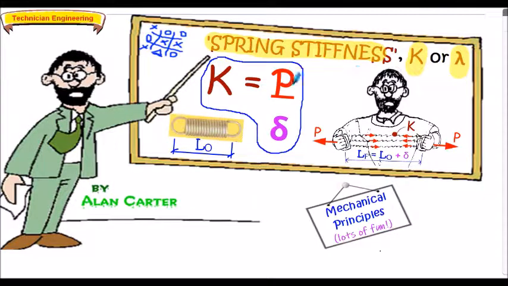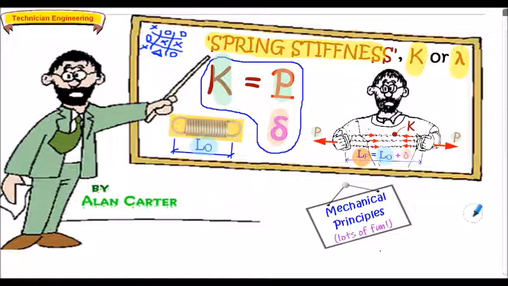The formula for spring stiffness is K is equal to P, that's the applied force or load, divided by the extension, usually denoted by the lowercase Greek letter delta. So the original length, the unstretched length of a spring, added to delta produces the final length of the spring.